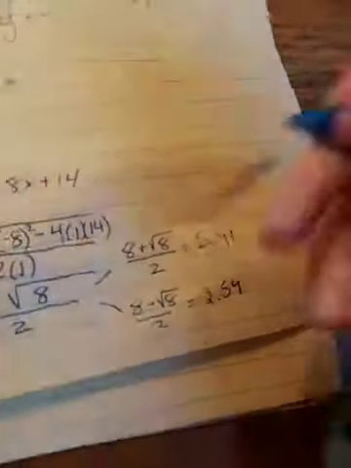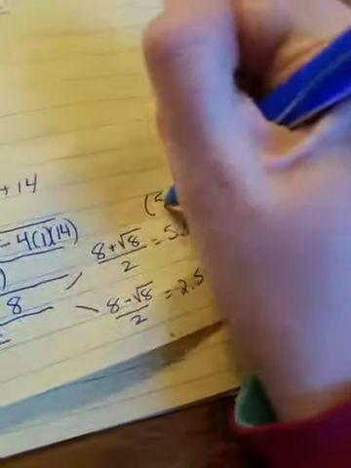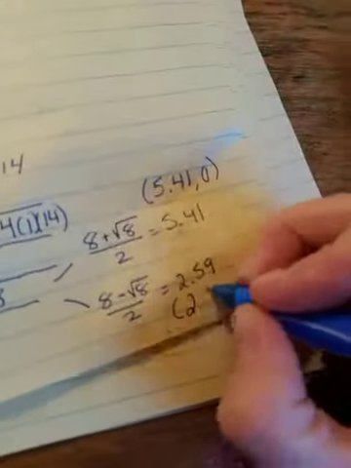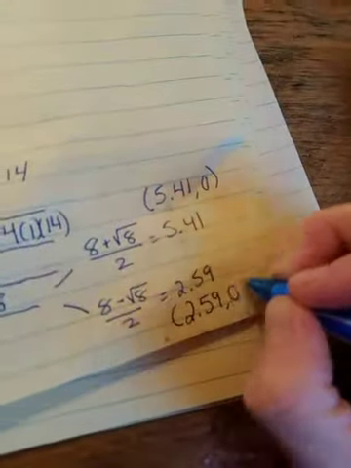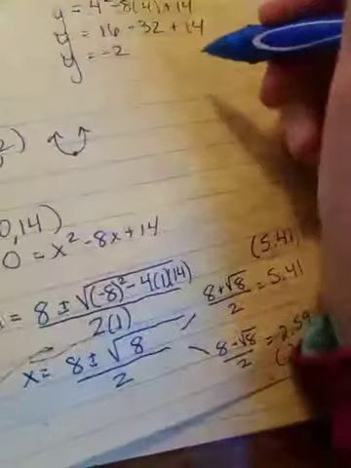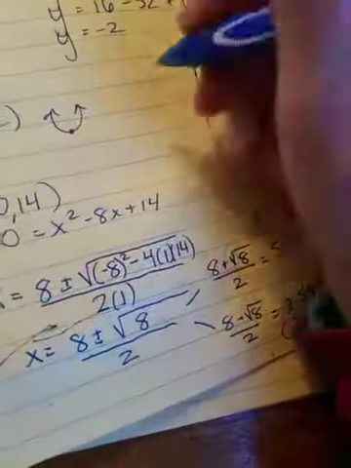So remember, these are two different x-intercepts. If I were to write each as an ordered pair, that first x-intercept is at 5.41, 0, and this one is at 2.59, 0. Okay? So let's make the graph.